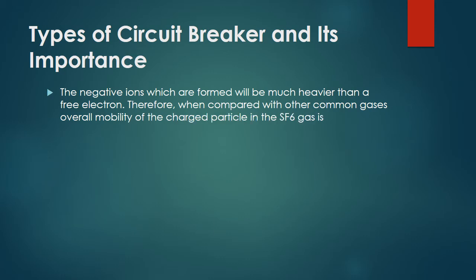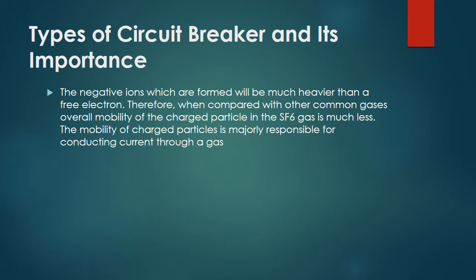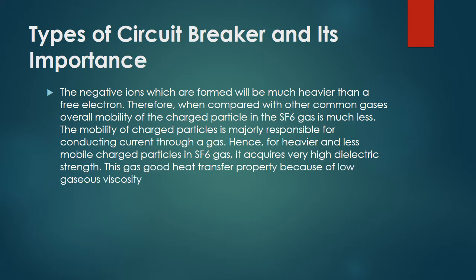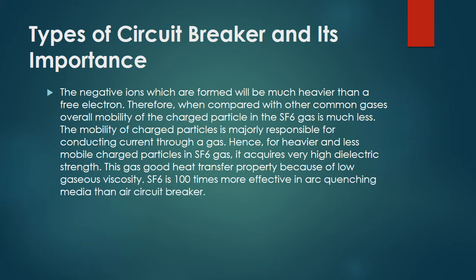The two different ways of attachment of an electron with SF6 gas molecules are SF6 plus e equals SF6 minus, and SF6 plus e equals SF5 plus F minus. The negative ions which are formed will be much heavier than a free electron. Therefore, when compared with other common gases, the overall mobility of charged particles in SF6 gas is much less. The mobility of charged particles is majorly responsible for conducting current through a gas. Hence, with heavier and less mobile charged particles in SF6 gas, it acquires very high dielectric strength.